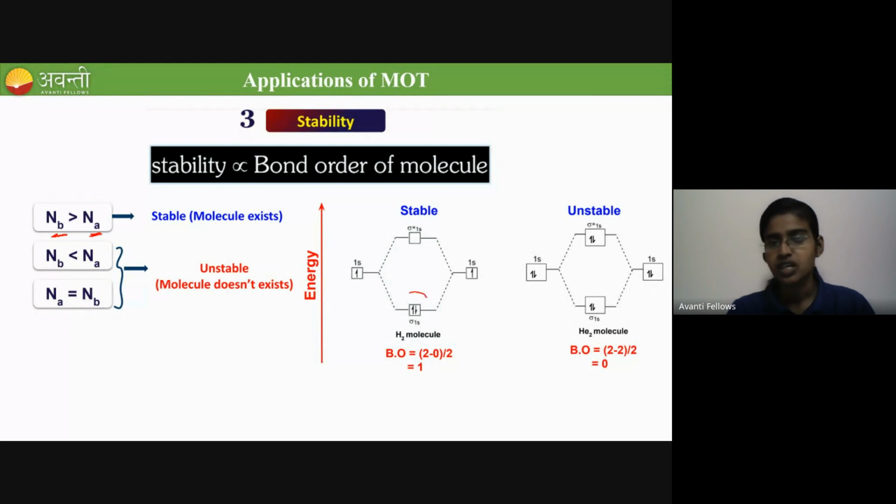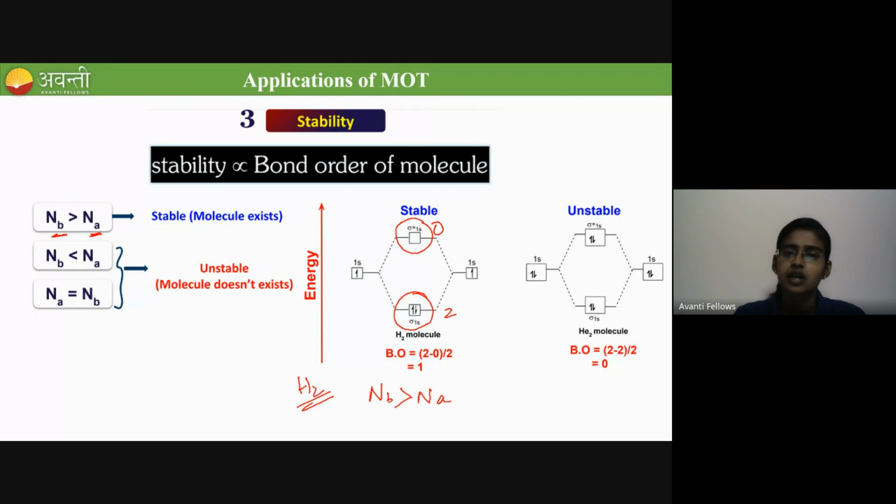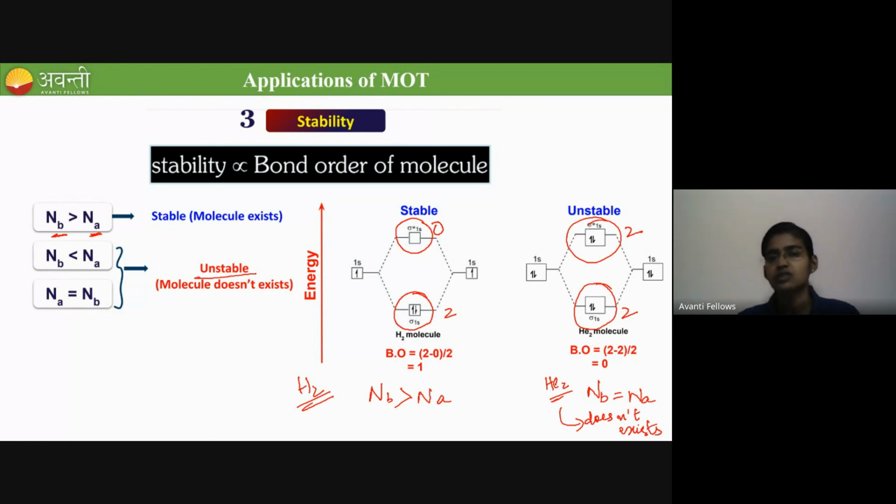Here you see, this is the bonding molecular orbital. It has 2 electrons. And for hydrogen in anti-bonding, 0 electrons. So here Nb is greater than Na. So hydrogen molecule is stable with bond order 1. And for helium molecule, the number of electrons in bonding is 2 and in anti-bonding also 2. So Nb is equal to Na. If it is equal, then the molecule is unstable, right? So helium molecule does not exist. So this is how we are finding out the stability of a species.